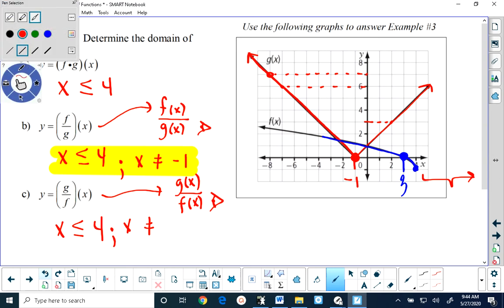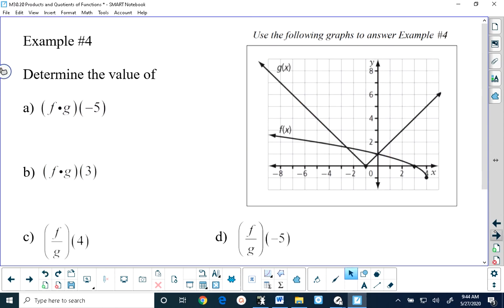And that tells us that the domain of g over f is x must be less than or equal to 4, with the added condition that x cannot be 3.